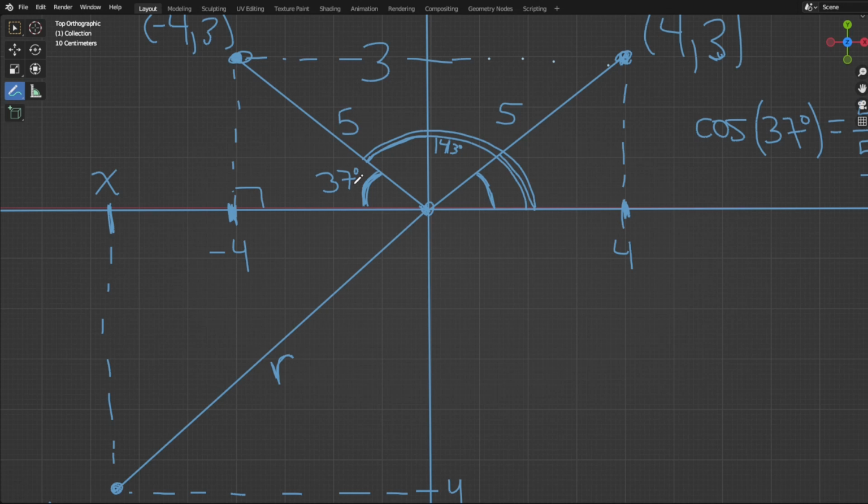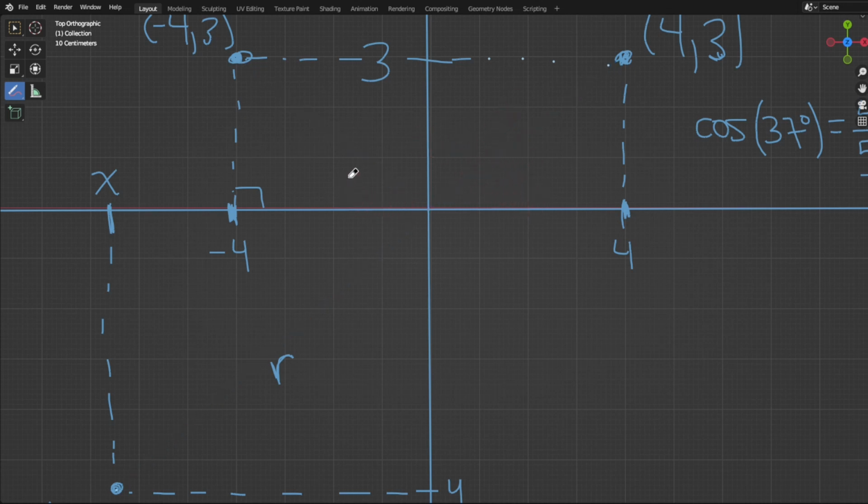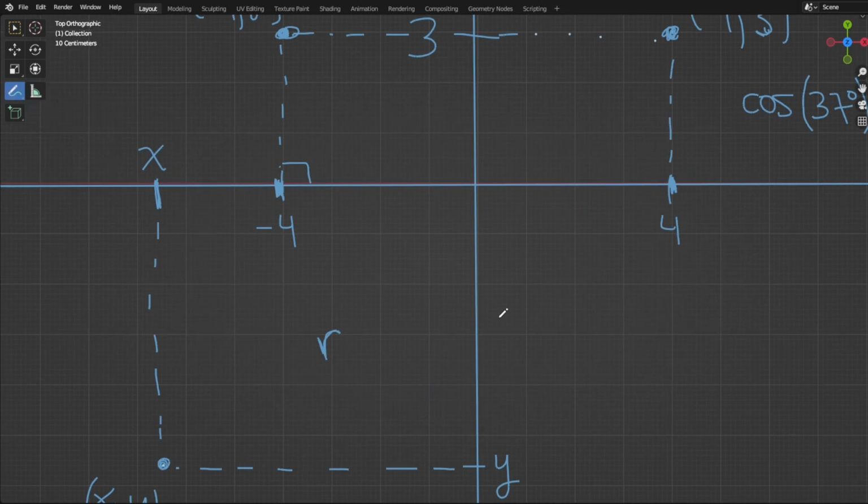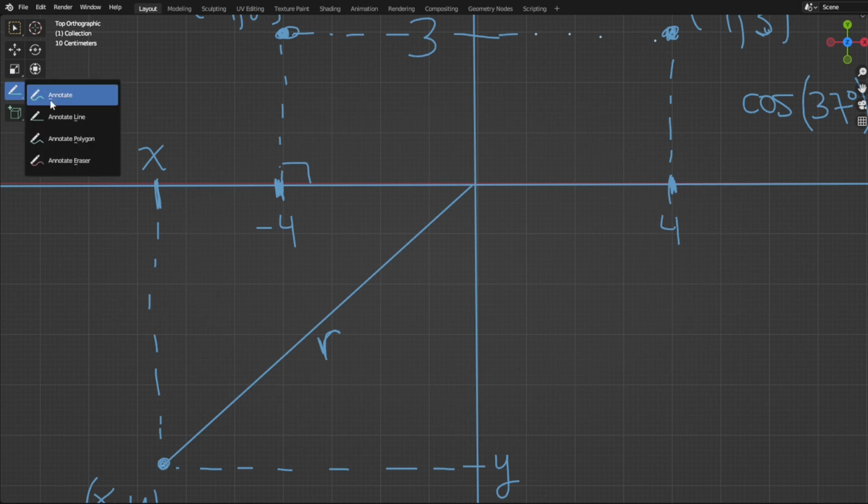Well, let's erase some of this stuff to make it a little easier to see the angle. All right, I think that's okay. I'll recreate the distance for r, and then this. The angle is always going to be measured from this x-axis to the right. It's always going to be something like this. So that's the angle. Let's call this angle theta.